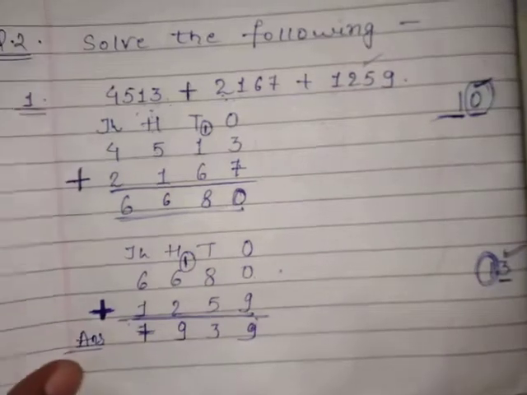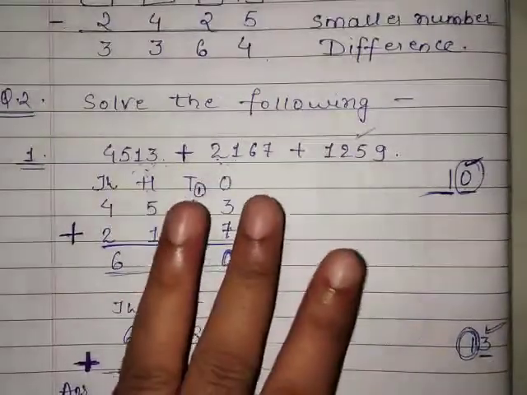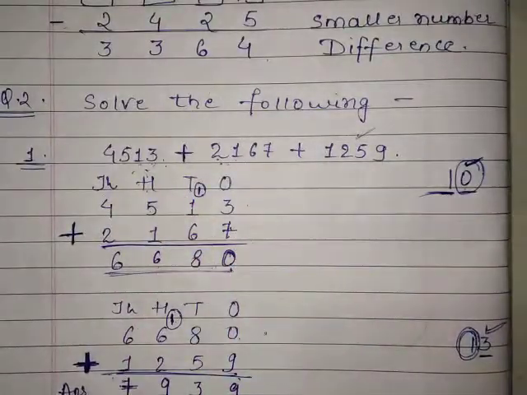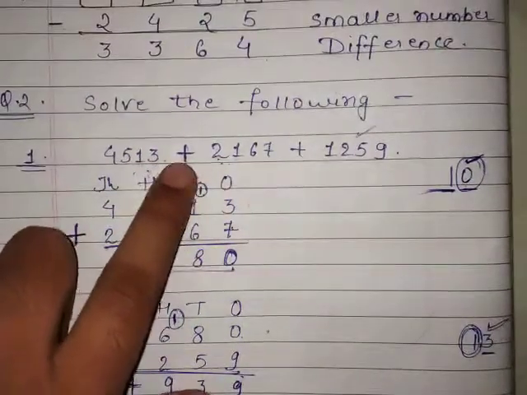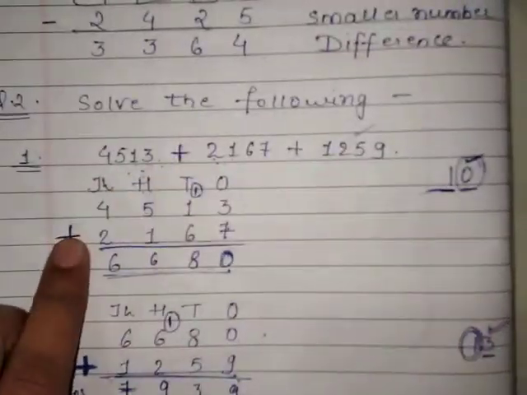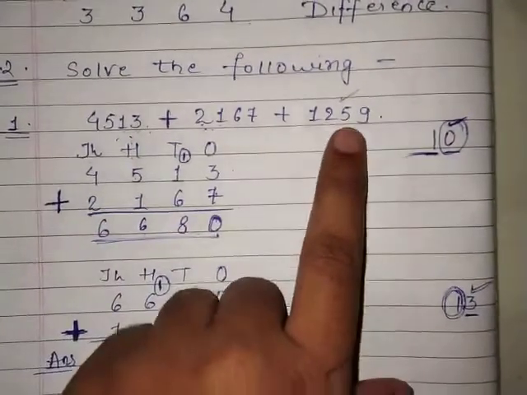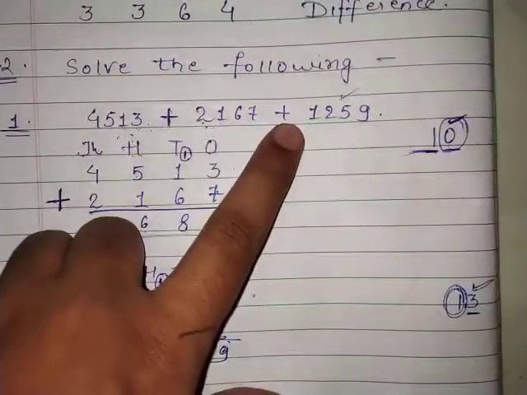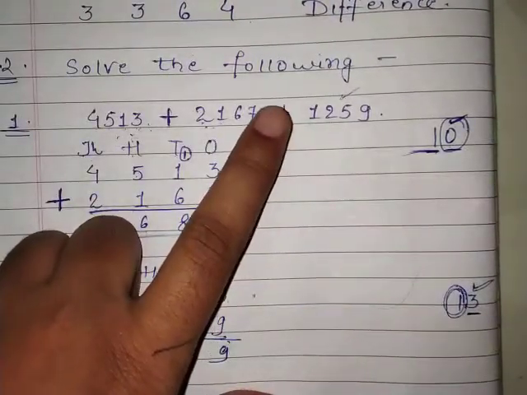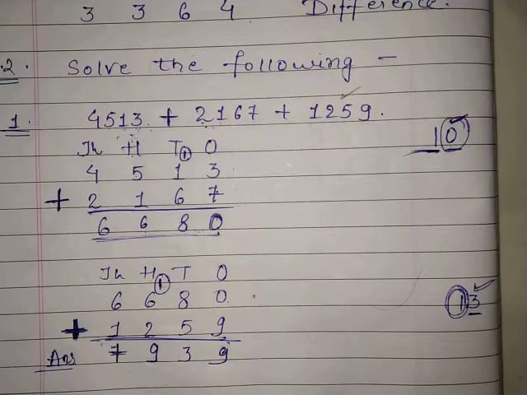So in this kind of question where you will get 3 numbers, first we have to solve the first 2 numbers with the sign which is given. Then after getting the answer, we have to solve the third number with the sign which is given here. Now in the same way we will do the next question.